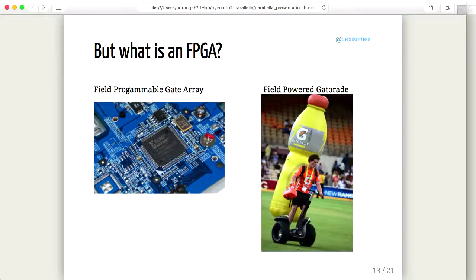It stands for Field Programmable Gate Array, which sounds a bit like field-powered Gatorade, I think. So it's hopefully the lamest joke of today. If someone has a lamer joke, I don't want to hear it.